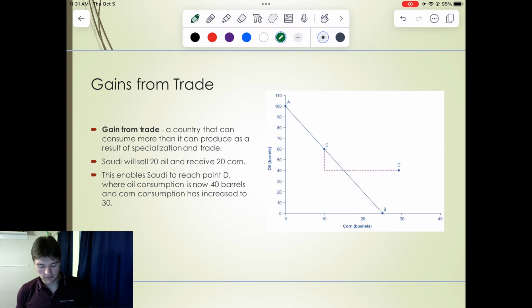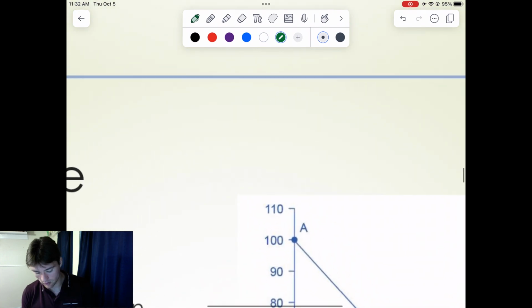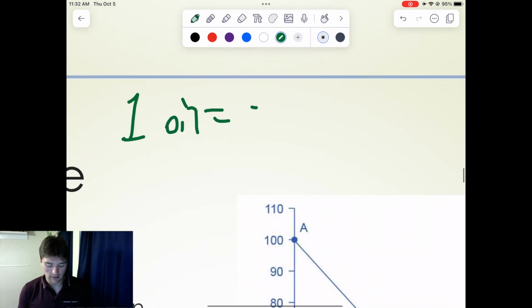So basically what happens here is, let's say Saudi Arabia were producing at point C. So they have 60 barrels of oil and 10 bushels of corn. That is their current production. But because of trading, they could sell 20 oil and receive 20 corn. All right, and you're wondering, well, is this a good price? Well, 20 corn and for 20 oil, that's basically 1 oil for 1 corn. So let's figure out, is that a fair price?